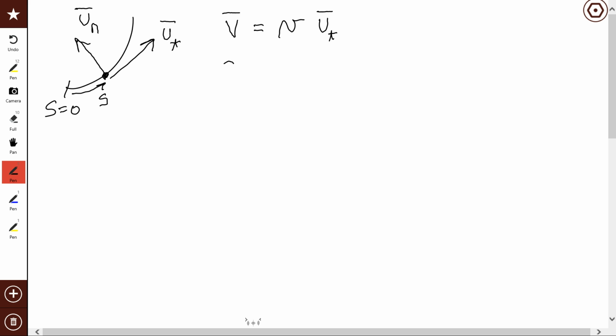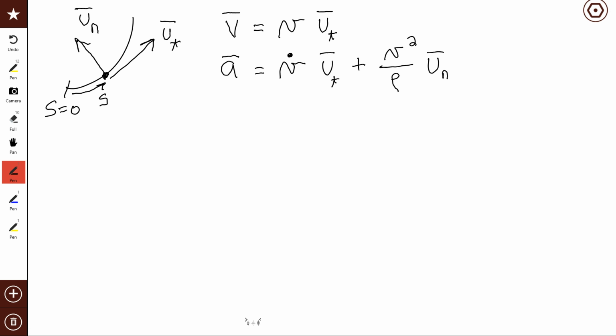The acceleration equation, the vector acceleration is equal to, and this is where I think there was some confusion. It's v dot, it's the change in speed in the tangent direction, plus it's the speed squared divided by the radius of curvature times the normal. These are in the text, by the way, and they're derived in there as well.